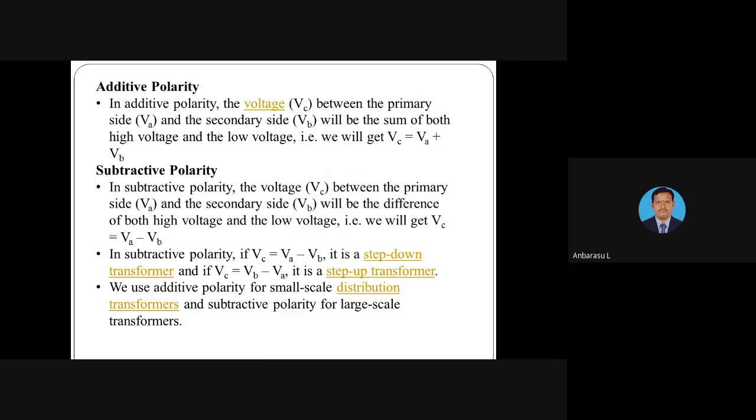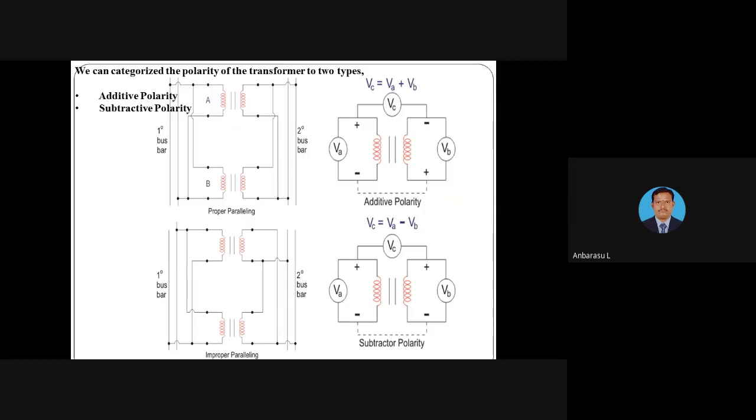Here, additive polarity: the voltage between the primary side and the secondary side will be the sum of both the high voltage and the low voltage. That is, VC equal to VA plus VB. In the diagram, the primary side voltmeter is VA, the secondary side voltmeter is VB, and the voltmeter across the interconnection of primary and secondary winding is VC. Here VC equal to VA plus VB means it is the additive polarity test. But VC equal to VA minus VB is the subtractive polarity.